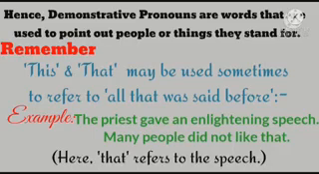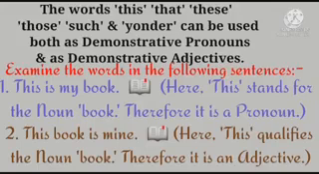But we have to remember that this and that may be used sometimes to refer to all that was said before. Example, the priest gave an enlightening speech. Many people did not like that. Here, that refers to the speech given long before. The point to be noted here is that the words this, that, these, those, such, and yonder can be used both as demonstrative pronouns as well as demonstrative adjectives.